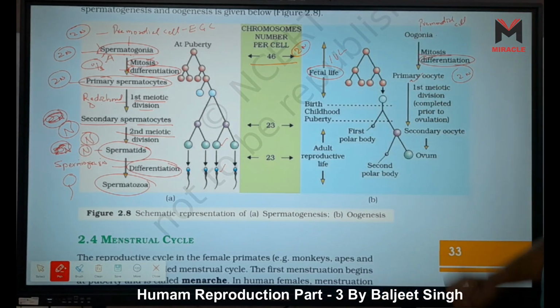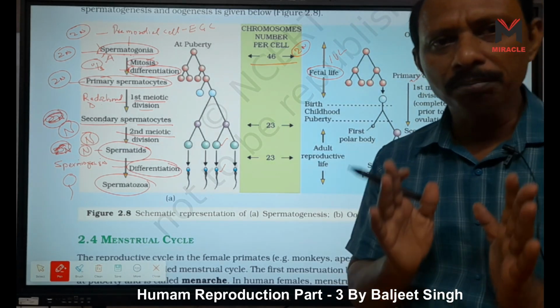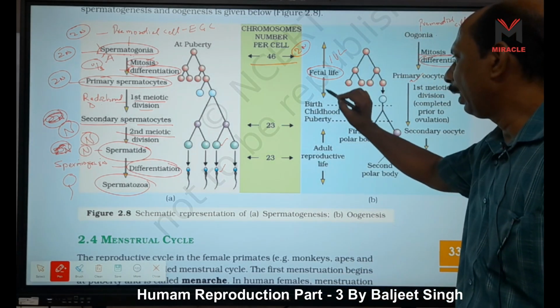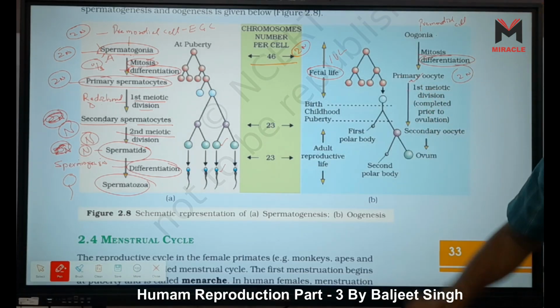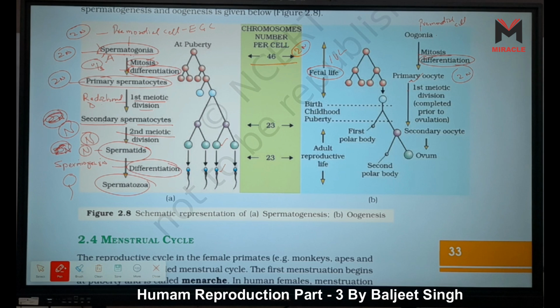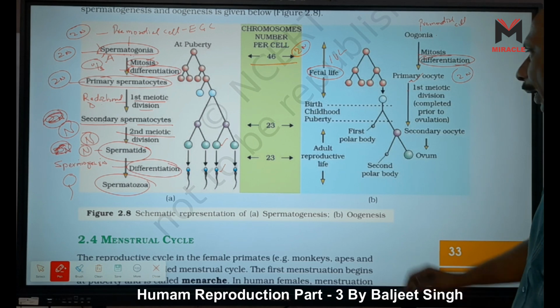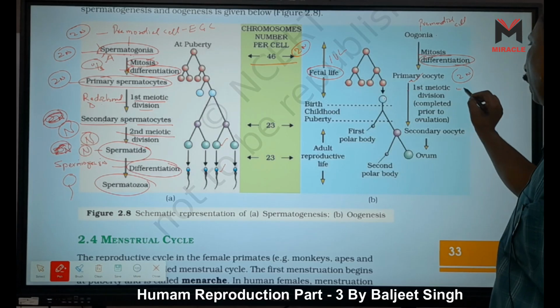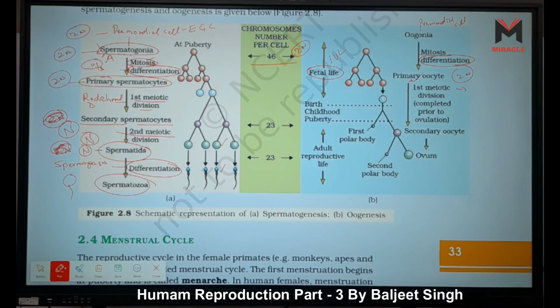This is 2n. Now the primary oocyte starts the first meiotic division. Look here, this division starts in fetal life, right? Fetal life is before birth, right? Okay, but this first division is not completed. It is arrested, right? In which phase is it arrested? It is arrested in prophase I. In prophase I, which is the sub-phase? It is diplotene. It is arrested in the diplotene phase, right? And it is not completed.